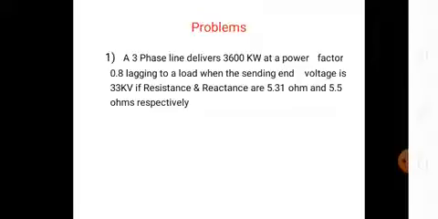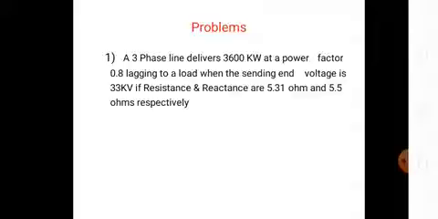So the first problem is: a three-phase line delivers 3600 kilowatts at a power factor of 0.8 lagging to a load when the sending end voltage is 33 kilovolts.